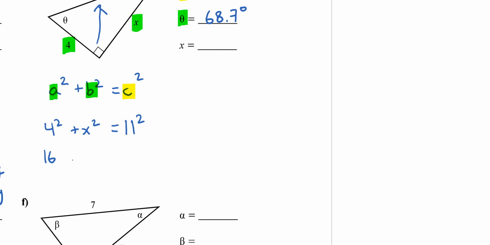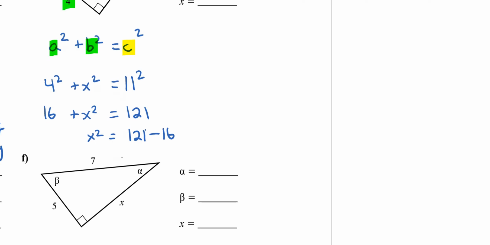So this will be 16 plus x squared equals 121, and x squared would equal 121 minus 16, which is going to be 105.